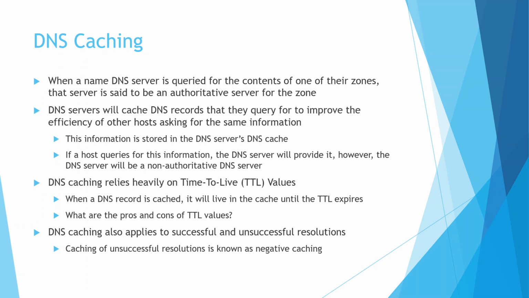So DNS caching is going to apply to both successful and unsuccessful resolutions. Obviously, if we resolve a particular hostname to an IP address and we can validate that that's good, then we cache that, and that's great. But we can also have an unsuccessful resolution and cache that as well, so that we don't try to make another unsuccessful resolution in the future.